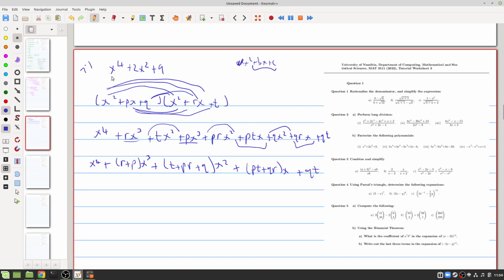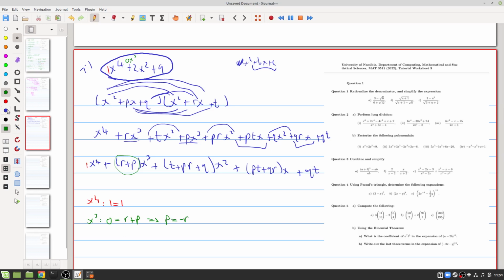Now, we want to correlate the coefficients with that. So with our two equations, let's change colors here a little bit. So our x to the power 4s, here we had a 1, here we have a 1. So 1 equals 1, that's obviously true. Then our x to the power 3s, we've got 0 here, so 0x to the power 3, and here we've got r plus p. So 0 equals r plus p. And that already tells us that p equals negative r.